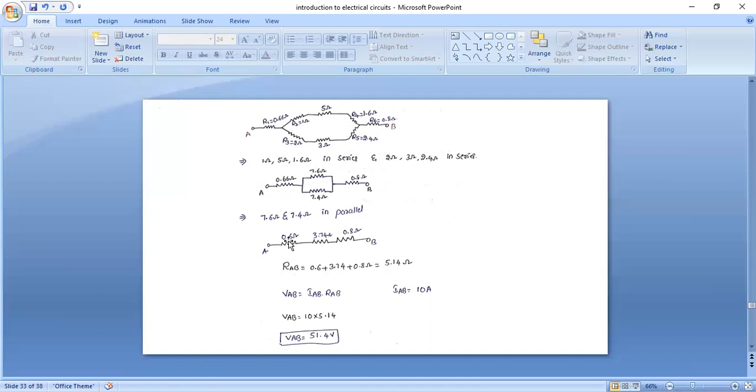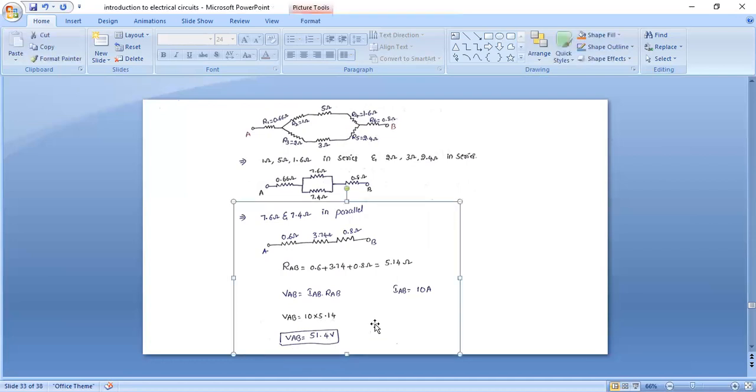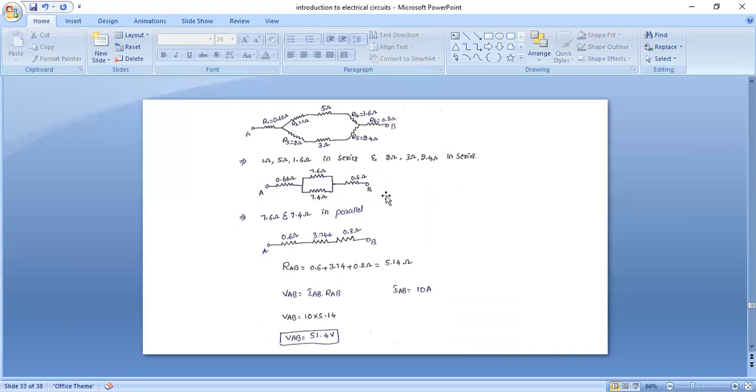Now this 0.6 ohms, 3.74 ohms and 0.8 ohms, these three are in series. So the total resistance between these two terminals is 0.6 plus 3.74 plus 0.8, that is 5.14 ohms. Now in the question he is asking to find the voltage between these two ends. So VAB is equal to IAB into RAB, and the given current is 10 amperes. So 10 into 5.14, that is VAB is equal to 51.4 volts. So this is about star to delta and delta to star transformation.